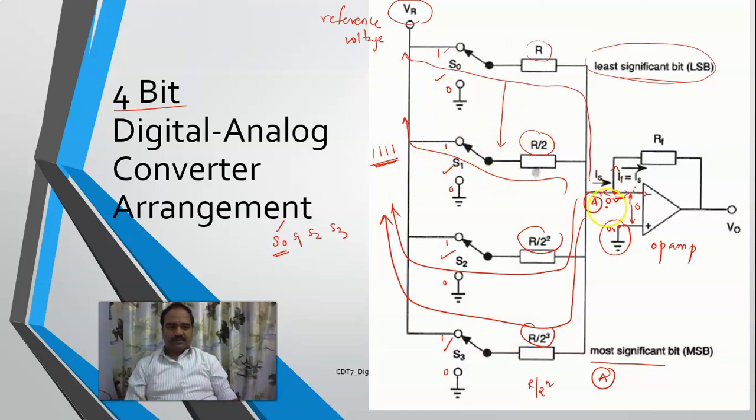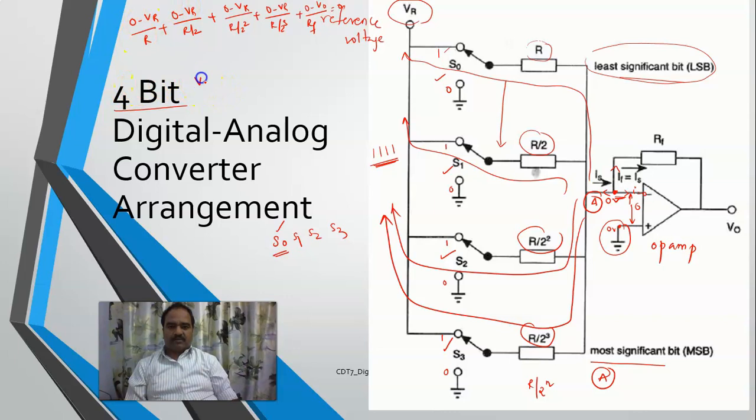So, for the first path, it is 0 minus VR by R. Second path, it is 0 minus VR by R by 2. Next one, 0 minus VR by R by 2 square, plus 0 minus VR by R by 2 cube. And this is another path, right? It is 0 minus V0 by RF, the feedback resistance.